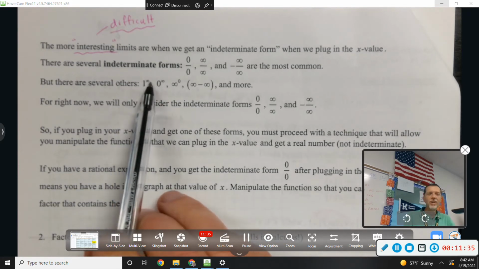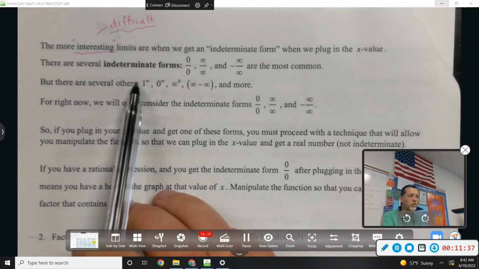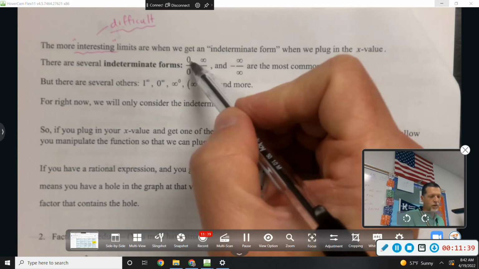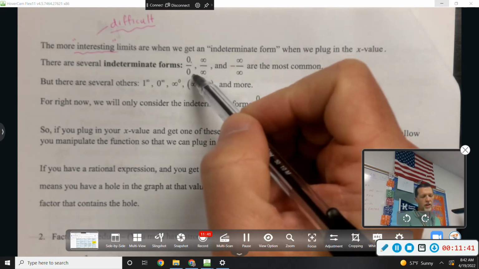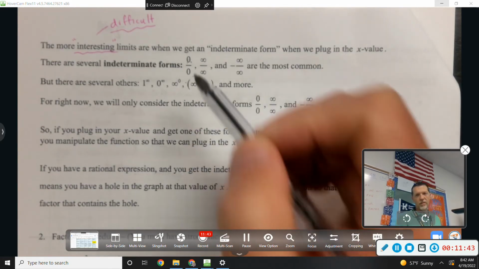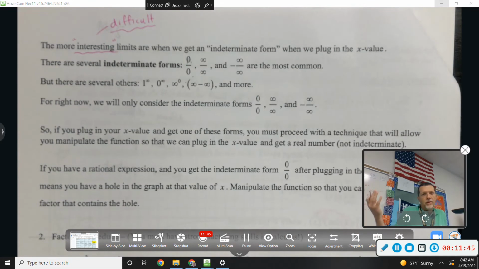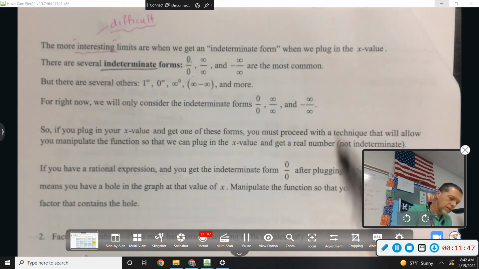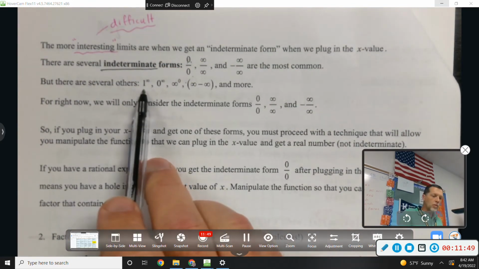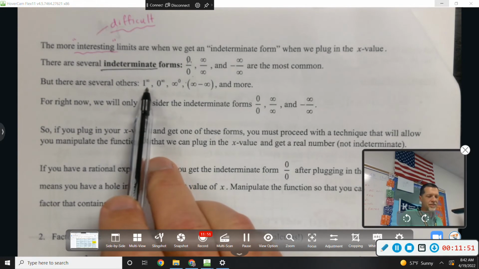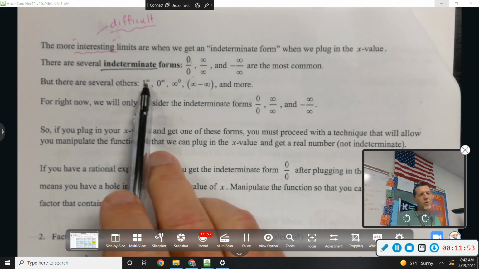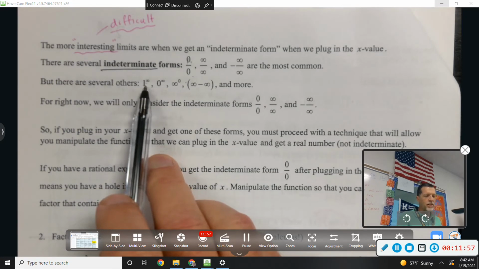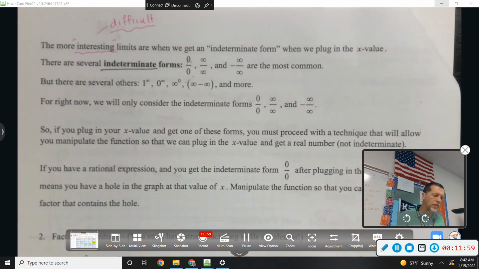1 to the infinity. It's like there's conflicting rules, right? 0 in the top is 0. 0 in the bottom is no. So what do you get when it's 0 over 0? We don't know. It's indeterminate. 1 to the infinity. Well, 1 to anything is 1, but if we raise it to infinity, maybe it's not 1 anymore. There's some weird stuff going on.